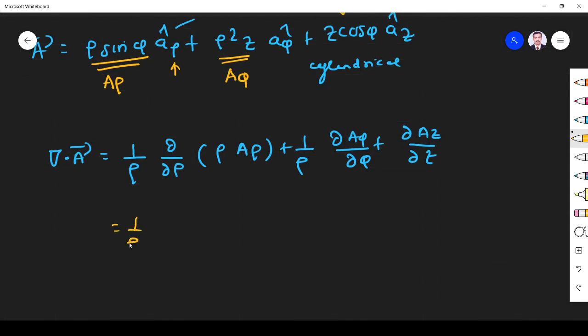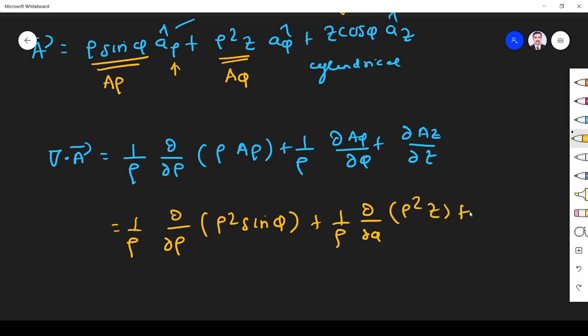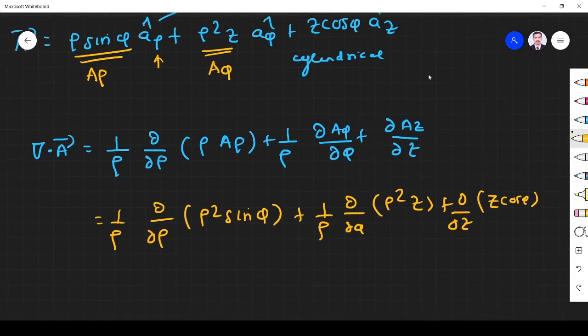So 1 by rho dou by dou rho of rho into A rho. A rho is rho sine phi, so rho squared sine phi, plus 1 by rho dou by dou phi of A phi, where A phi is rho squared z, plus dou by dou z of Az. Az is z cos phi. You see, Az is z cos phi.